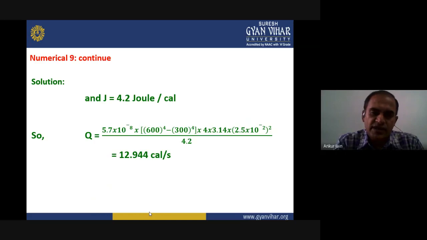Okay, now we know that J also equals 4.2 joule per calorie. Now putting all these values in the equation, we get Q equals 5.7 into 10 to the power minus 8 into inside bracket 600 to the power 4 minus 300 to the power 4 into 4 into pi, that is 3.14 into 2.5 into 10 to the power minus 2 to the power 2 divided by 4.2. Now by solving this expression, we get 12.944 calorie per second.